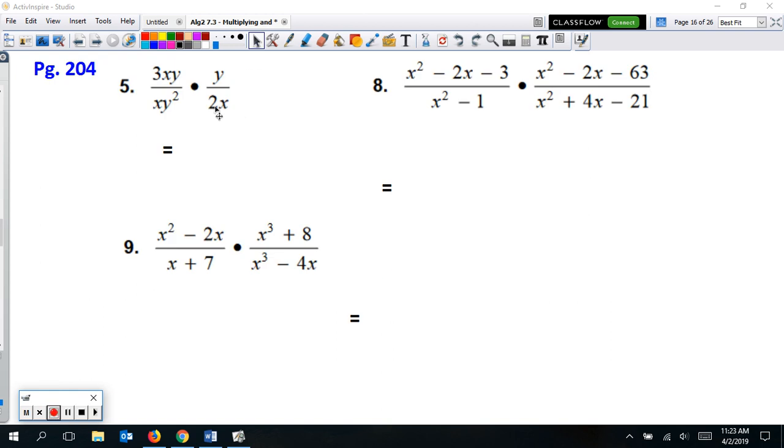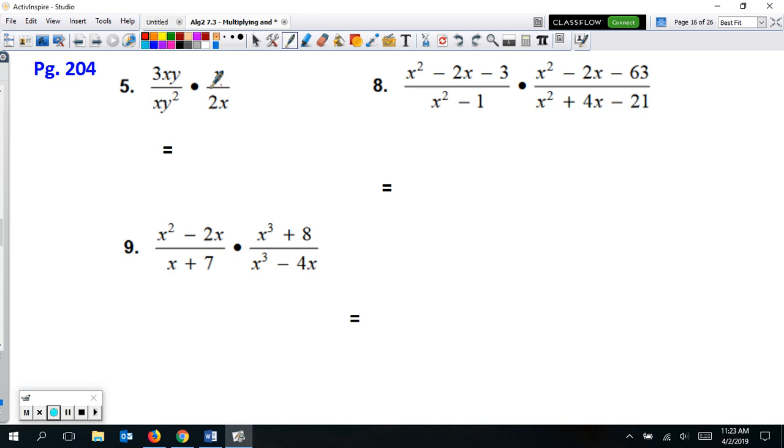So here on page 204, back to the extra practice, we're just going to do the multiplying ones first, and then we'll do the dividing ones. So the multiplying ones are number 5, number 8, and number 9. Those are all the multiplying ones, where we just do the technique of multiplying across the top and across the bottom, and then reducing after that.